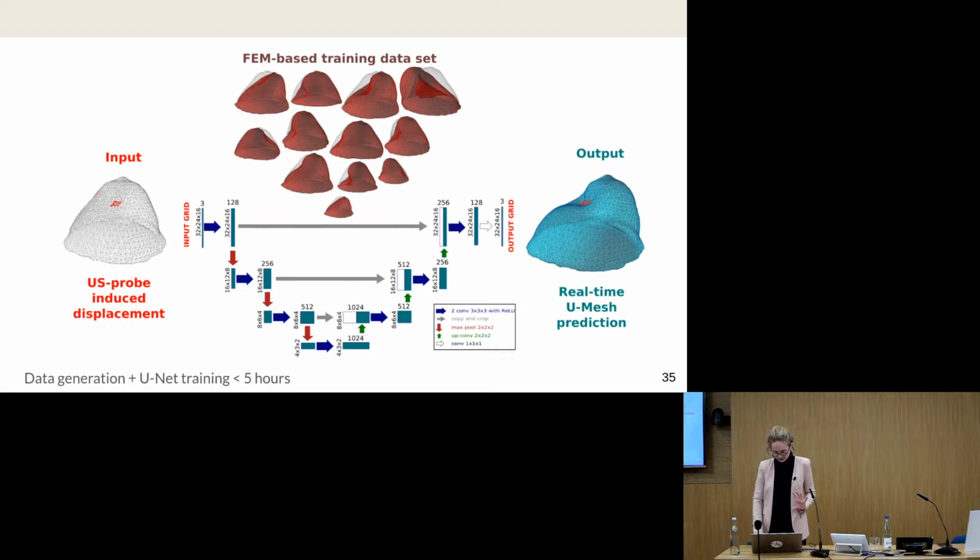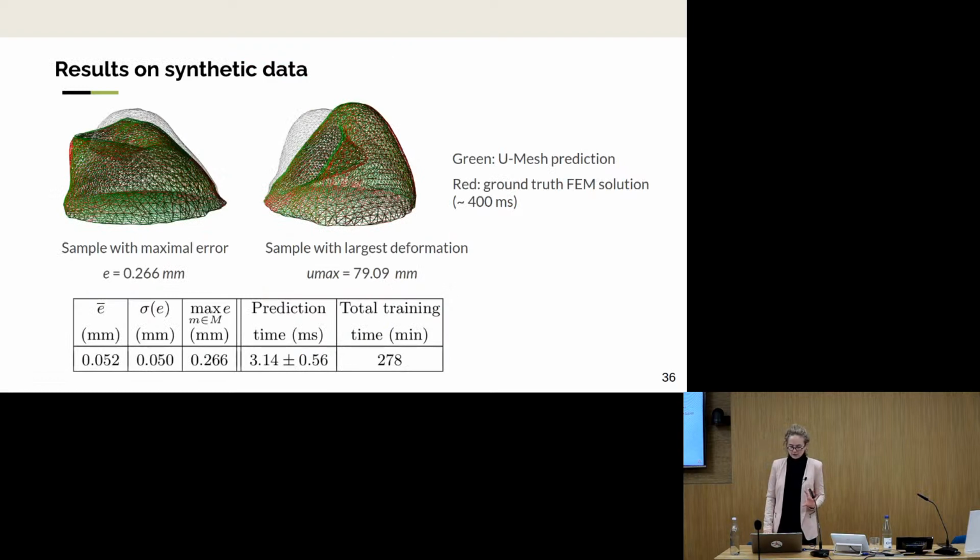Once the network is trained, we assess its performance on a synthetic dataset. In green, I showed the U-mesh prediction, and in red, the ground truth FEM solution. So the first sample is the sample with maximal error, and the sample in the middle is the one with largest deformation. So we can see that we have average errors that are smaller than or equal to 0.05 millimeters, and the prediction times are close to 3 milliseconds again.